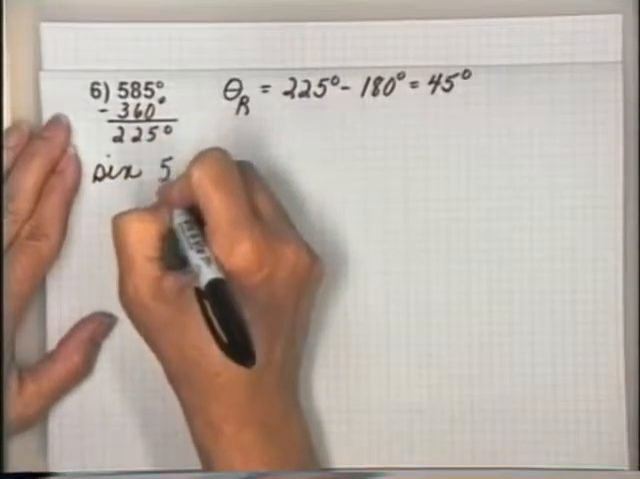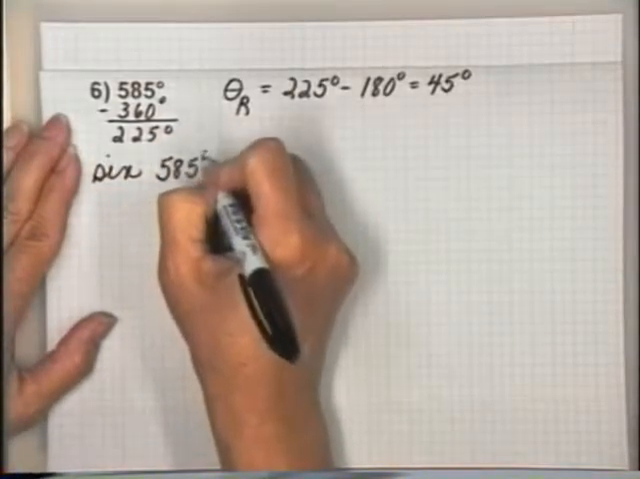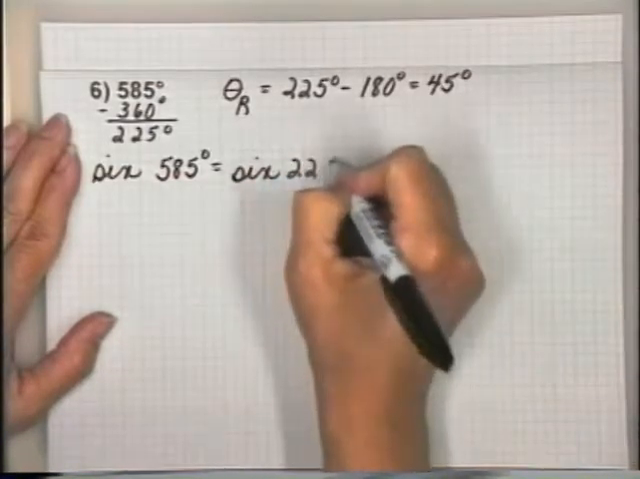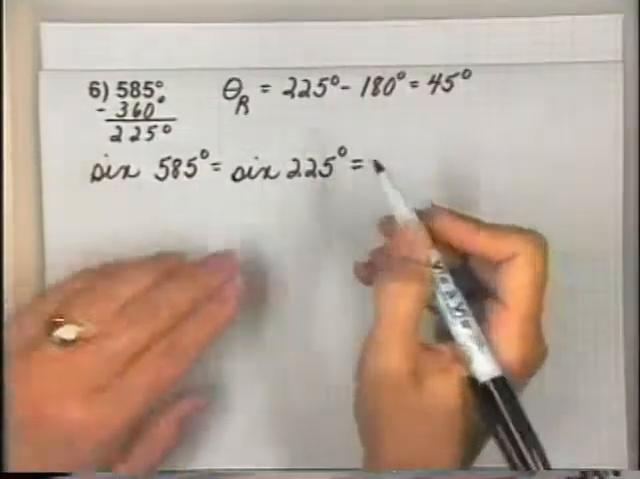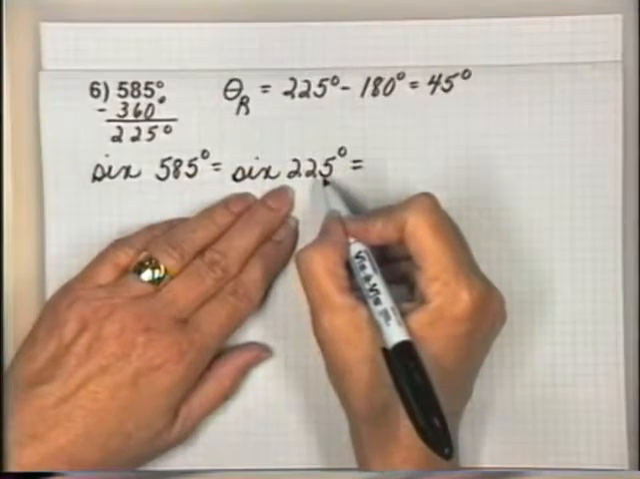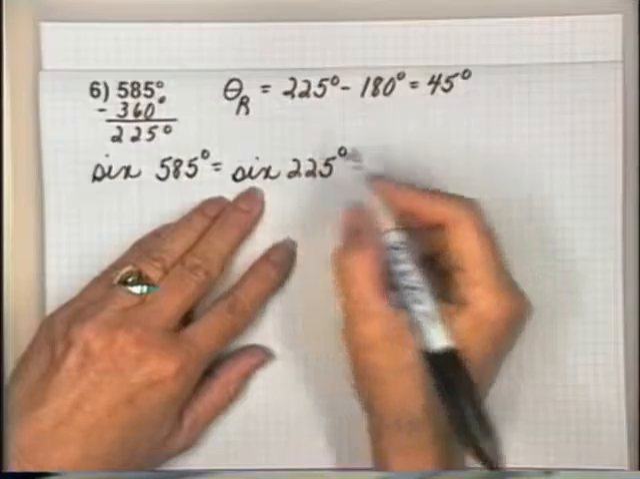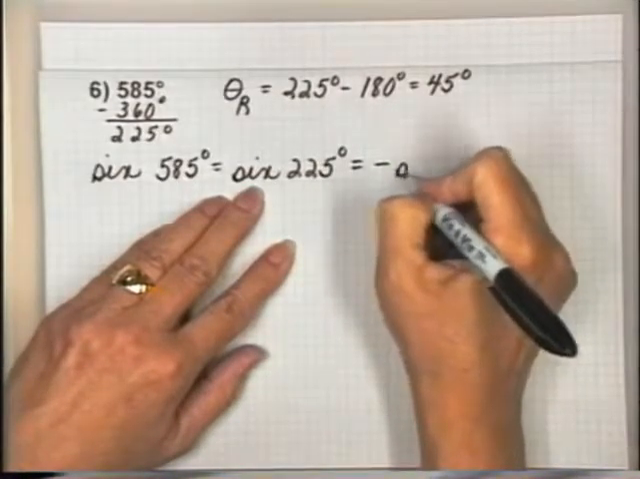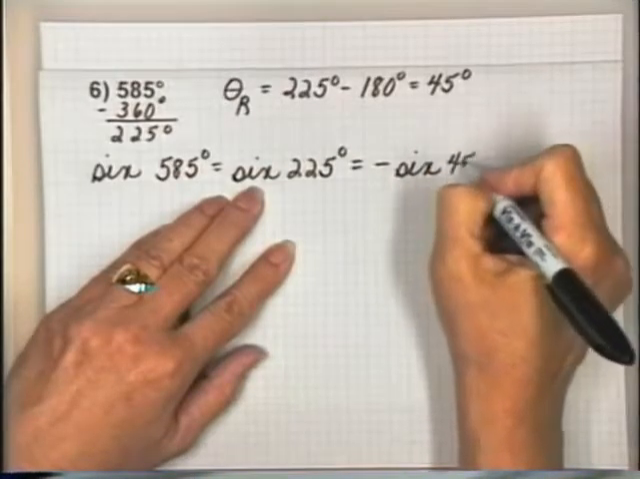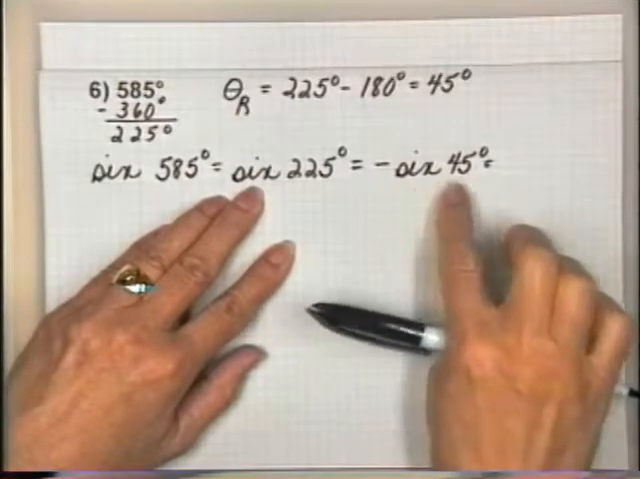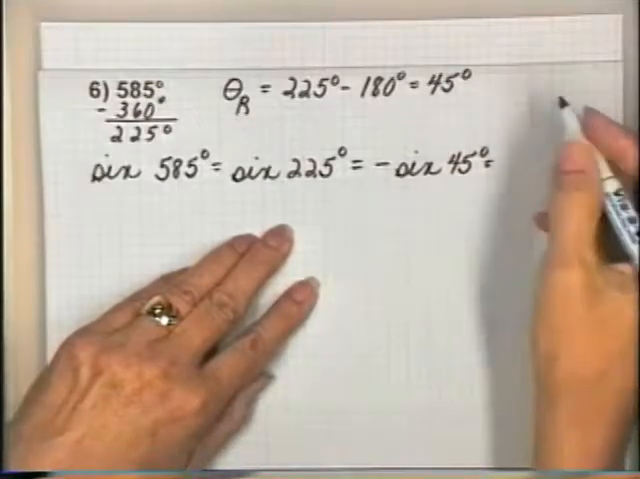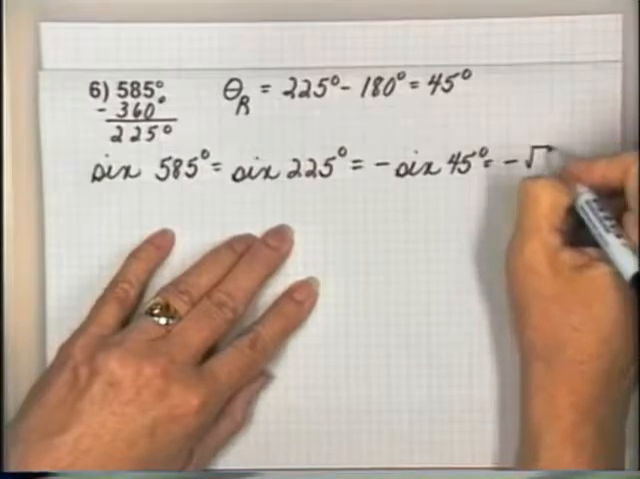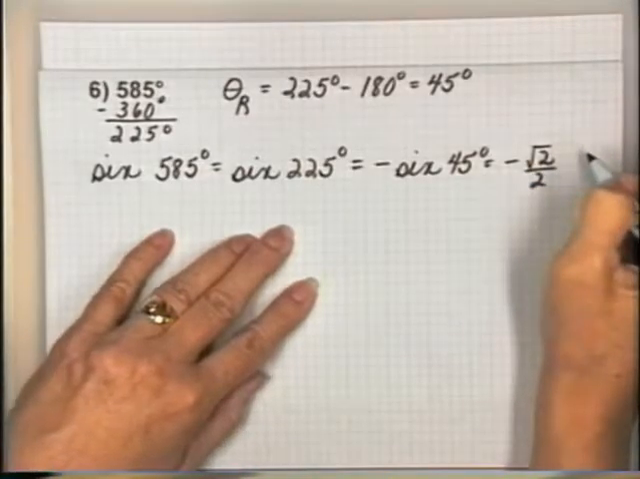Let's find the sine of 585 by stating that it's equal to the sine of 225. Since 225 is a third quadrant angle and the sine function of third quadrant angles is negative, we'll write our negative, and then we know it's equal to the negative of the sine of its reference angle. So we get minus, and we know that the sine of 45 is the square root of 2 divided by 2.